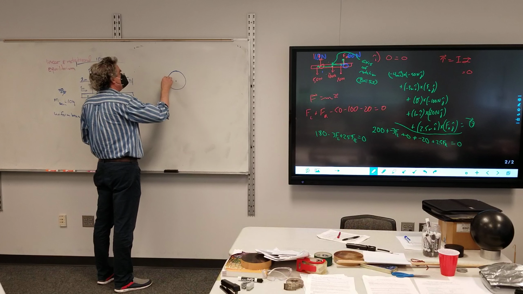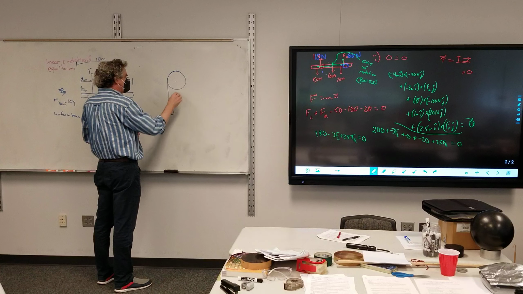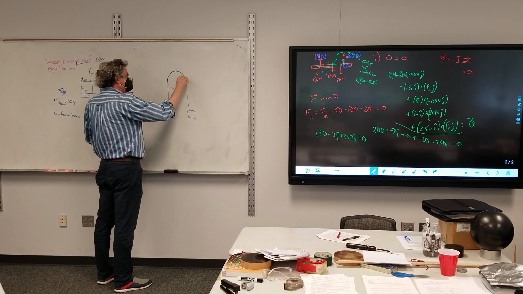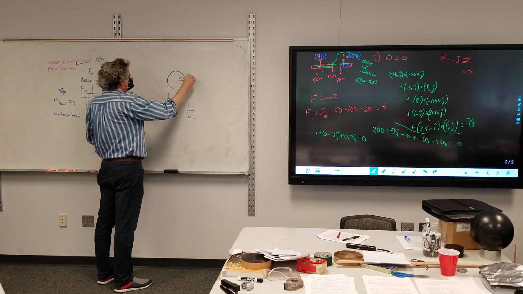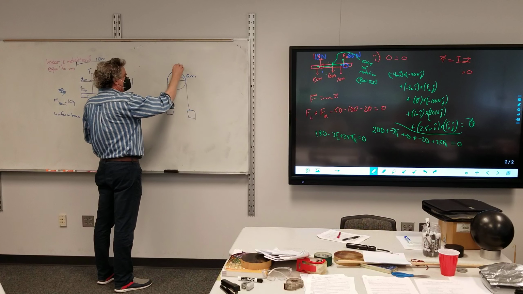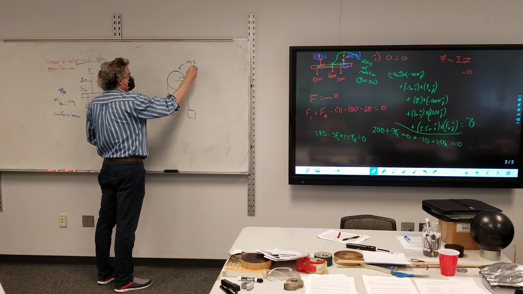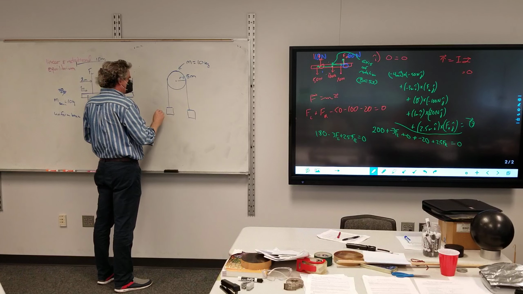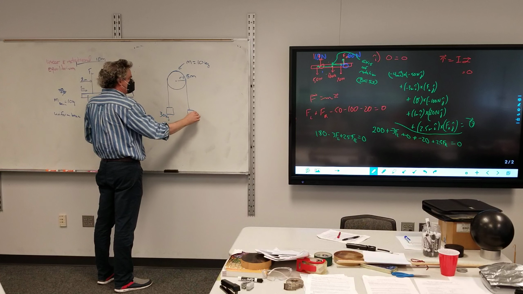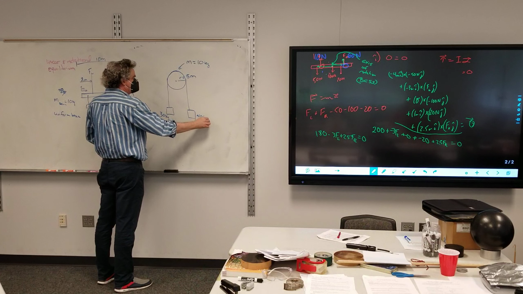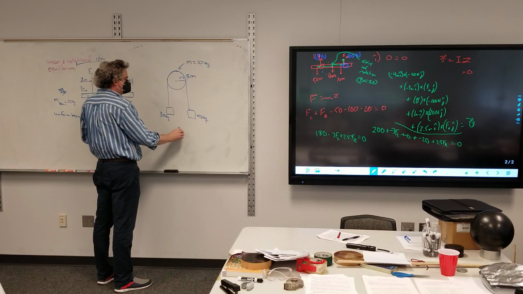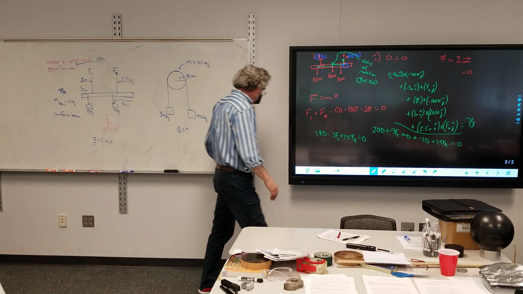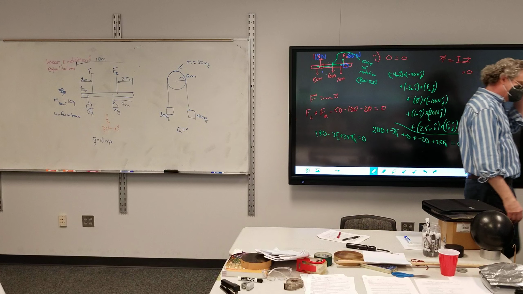I have a not ideal pulley. The radius of the pulley is 5 meters. It's huge. The mass of the pulley is, we'll make it 10 kilograms. Let's make this 30 kilograms and this 40 kilograms. What is the acceleration of the 30 and 40 kilogram mass?